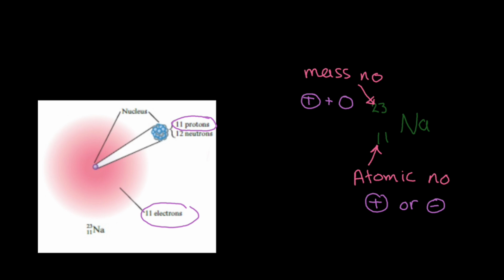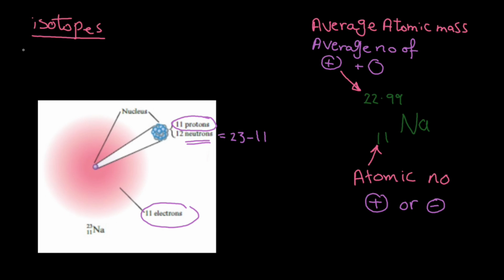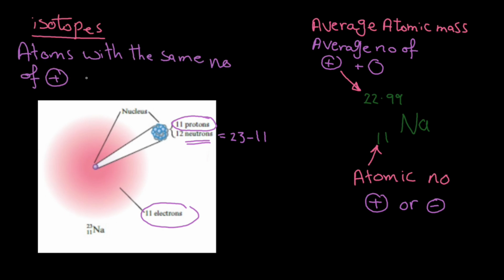To calculate the number of neutrons, subtract the atomic number from the mass number. So a sodium atom has 23 minus 11 equals 12 neutrons. Actually, the average atomic mass, which is the average number of protons and neutrons, is written in the periodic table, not the mass number, because elements occur in nature as mixtures of isotopes. Isotopes are atoms with the same number of protons but different numbers of neutrons.